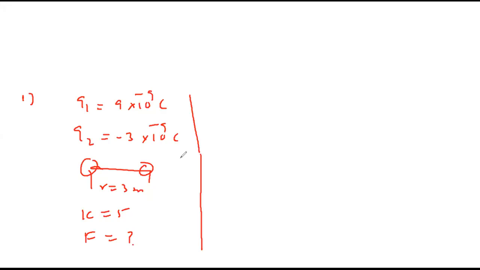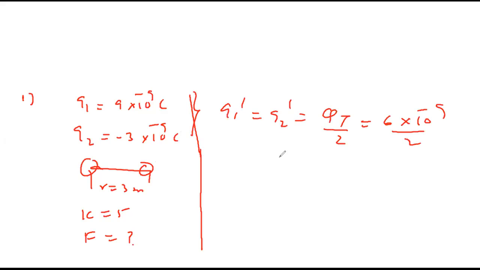Yes, sir. Two identical metal spheres carrying charges 9 into 10 raised to minus 9 and minus 3 into 10 raised to minus 9 are brought in contact and then separated. If brought in contact and separated, then charge on first will be same as second, which will be the total charge divided by 2. So 9 minus 3 will become 6 into 10 raised to minus 9 upon 2. So charge on each will become 3 into 10 raised to minus 9. This much you followed?